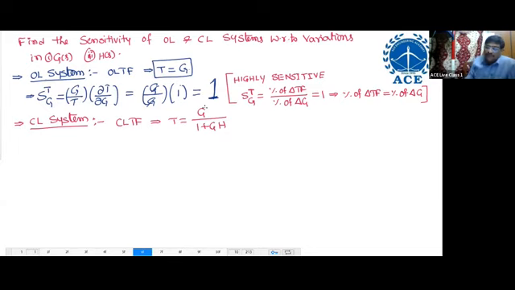So G by 1 plus GH. This is the transfer function. Now get the answer. Find the STG.